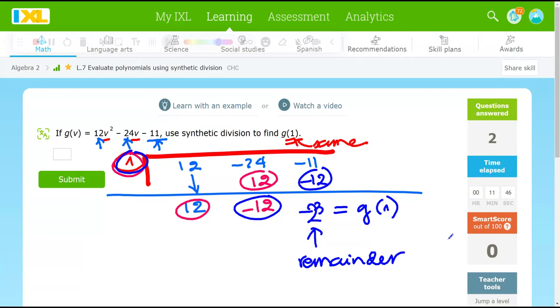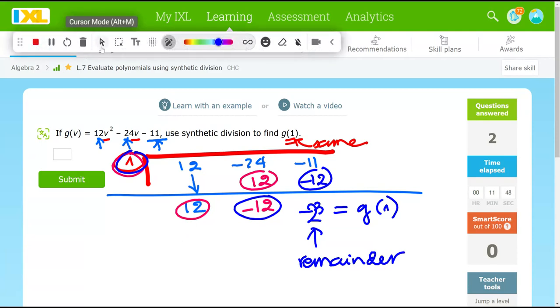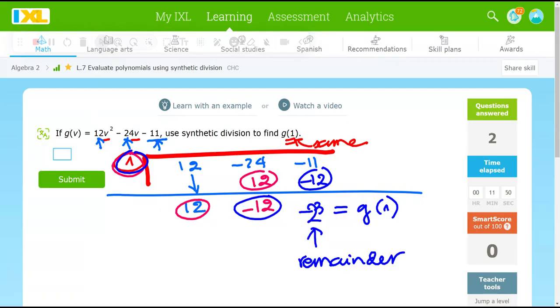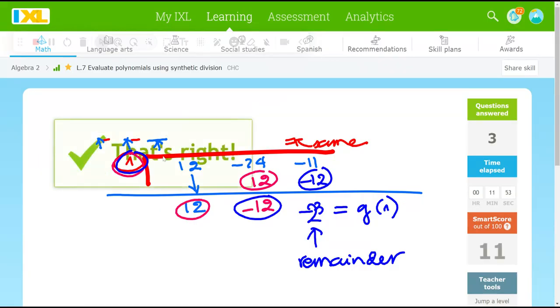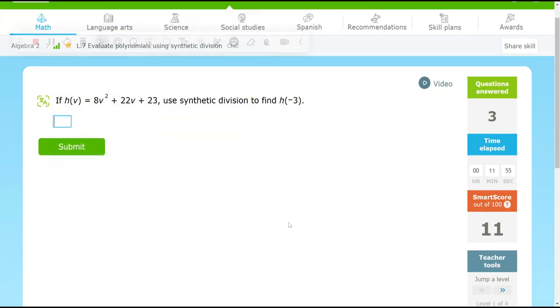That's it. Okay, so I put the answer in the box, which is negative 23. Voila. All right, let's do the next level.